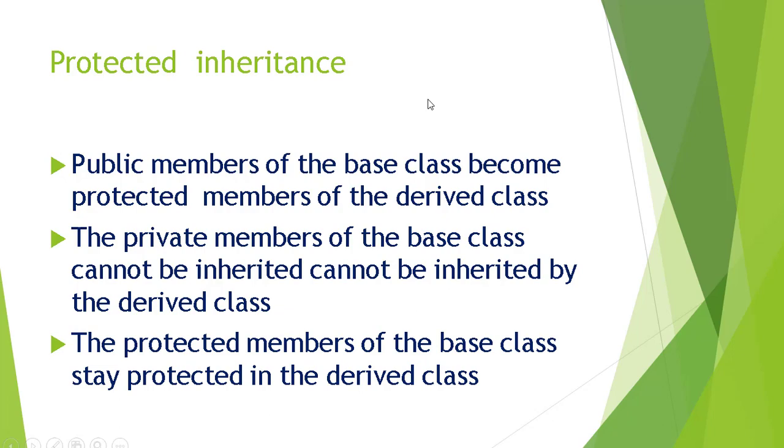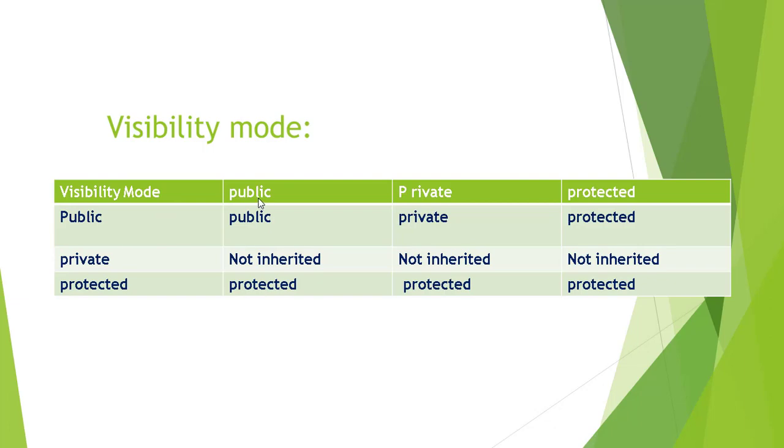The next one is protected inheritance. The public members of the base class will become the protected members of the derived class in case of protected inheritance. The private members cannot be inherited by the derived class. The protected members will stay protected in the derived class. So there are three types of inheritance, that is visibility modes: public, private and protected.